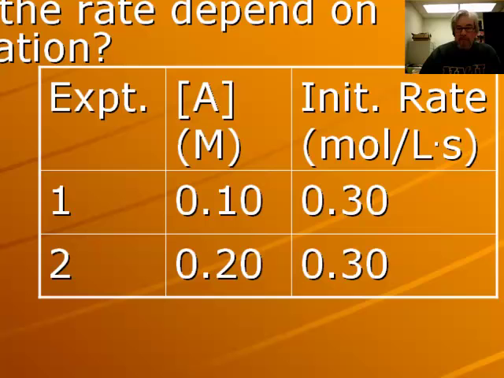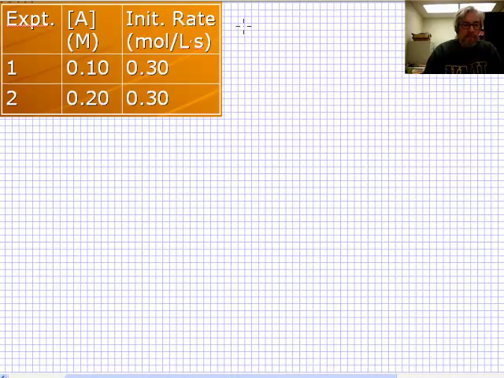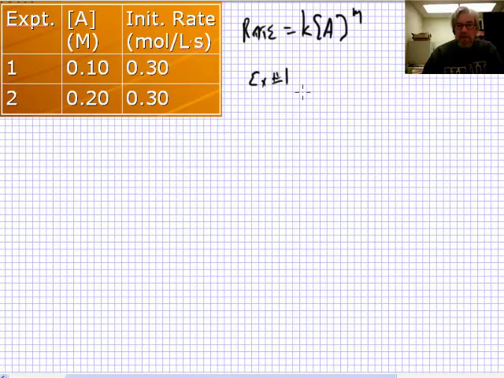Let's look at this one. This is another example. 2 experiments done with the reactant A, and we have initial concentrations and initial rates for both experiments. Let's find out what the concentration dependency is for rate for this reaction. Following a similar pattern here, rate is equal to K times concentration of A to the M, and I want to find what M is. Using experiment number 1 as a starting point, my rate, 0.30 moles per liter second, is equal to K times concentration of A, 0.10 moles per liter, raised to the M power.